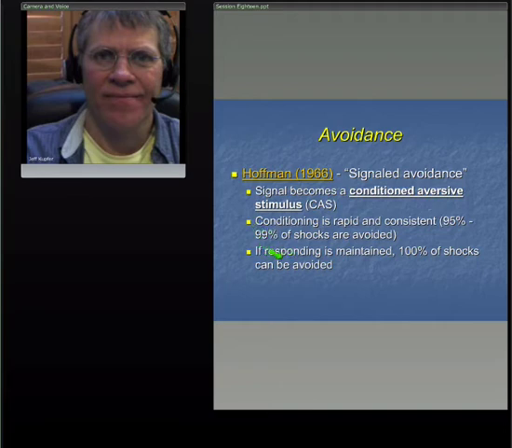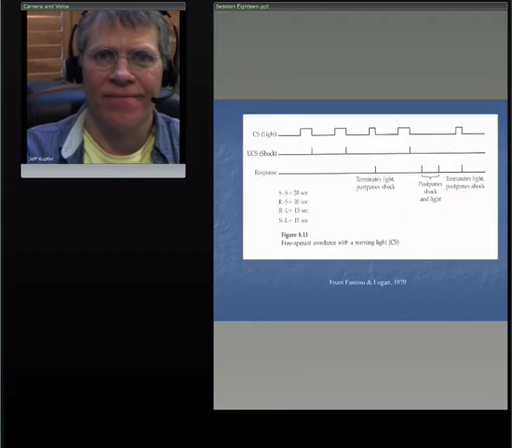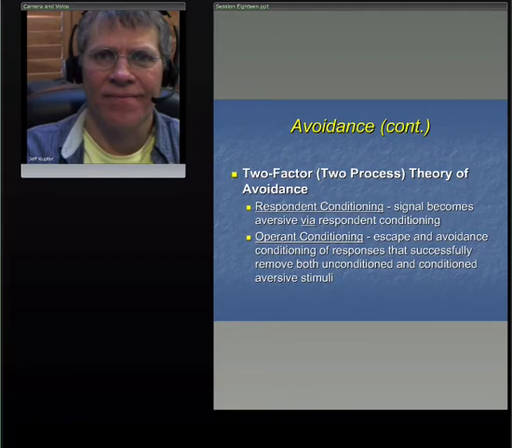All right. Now, in this situation, theorists came out by the droves and started looking at this particular avoidance paradigm and started to describe that there were actually two things going on in signaled avoidance. Two kinds of conditioning: respondent conditioning and operant conditioning. Respondent conditioning took place because the signal became an aversive stimulus via respondent conditioning.